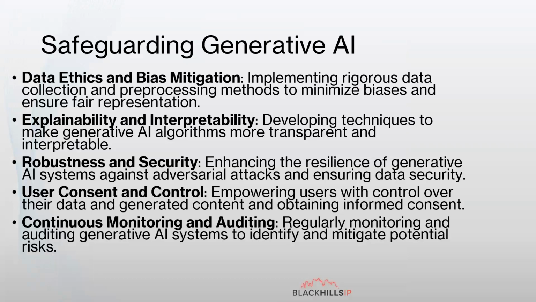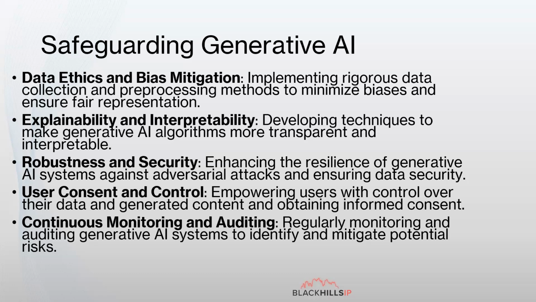So to safeguard generative AI, we need to focus on several key areas. Data ethics and bias mitigation. We must be diligent in collecting and pre-processing data, ensuring fairness and minimizing biases in the training process. Explainability and interpretability of the models. Developing methods to explain and interpret the decisions made by generative AI. We don't want AI to be like a black box, that we do not know why a particular information was made up.